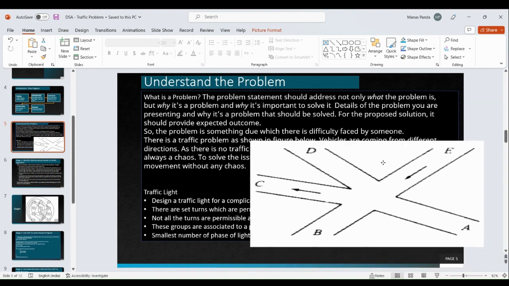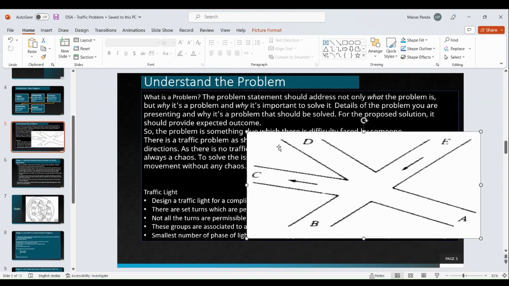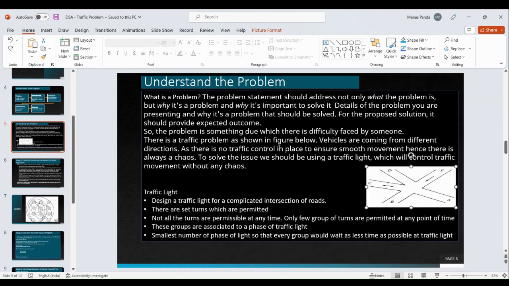I gave an example, but whenever you face a problem like this, you should look into what the problem is, why the problem is there, and if I solve it, whether there is any benefit out of it, or what the outcome is going to be that helps someone after resolving the problem. Those are the things we should look into.